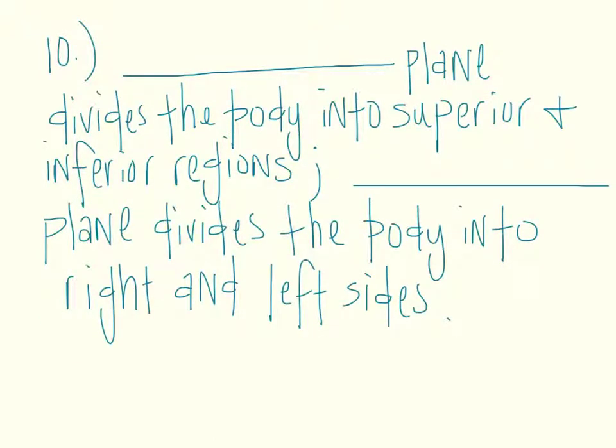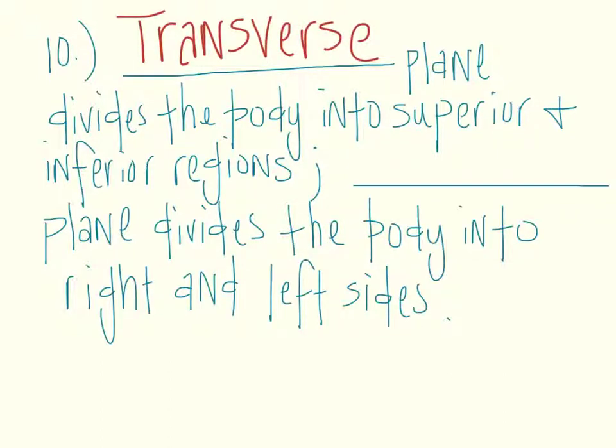Question 10 asks what body plane divides it into superior and inferior. Remember, superior is the top and inferior is the bottom. So this would be a transverse plane, which would divide your body into top and bottom. And then the second part of the question is asking what plane divides the body into left and right sides, and that would be a sagittal plane.